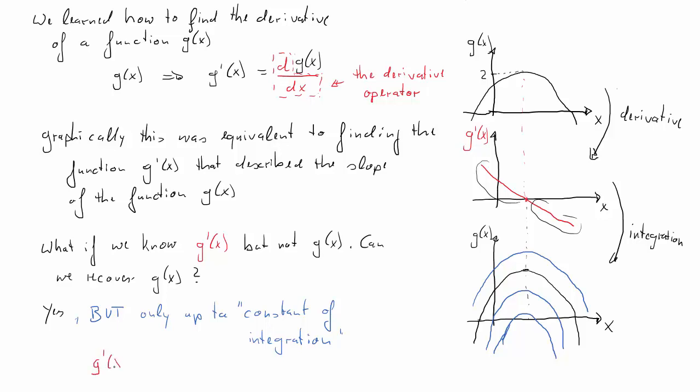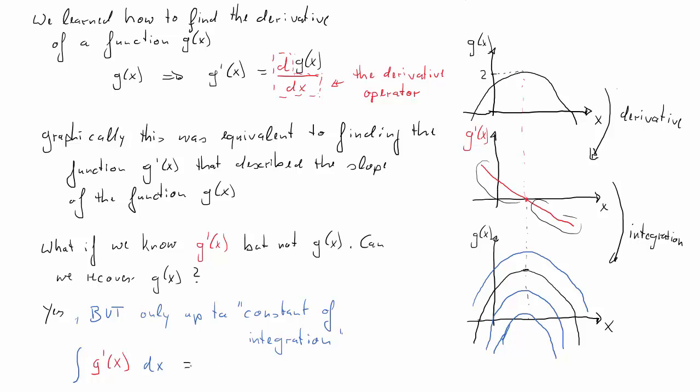So notationally, how do we represent this integration step? We start with our function g prime of x, and then we use a big curly s, a long thin curly s, and afterwards a dx. And that then equals g of x plus c.